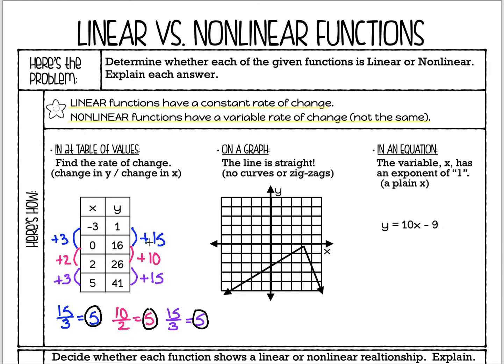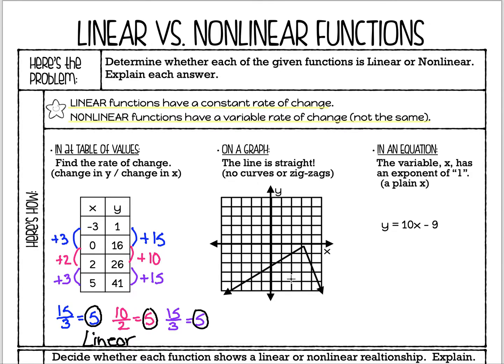And you have to make sure you check the whole table, because the first two might work and then maybe the third one doesn't. And then that means it's not a constant rate of change. So this is going to be a linear function right here. And that's because it's got the same constant rate of change. All right, then we're going to look on a graph.